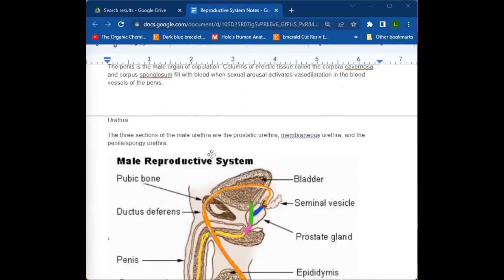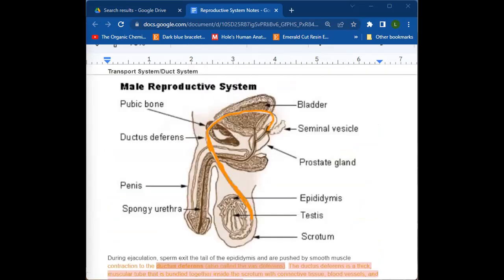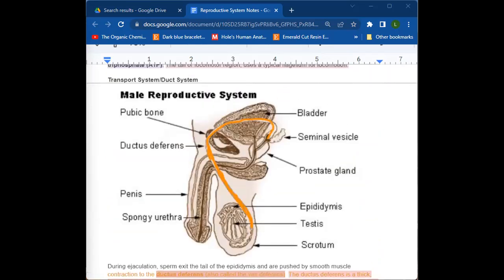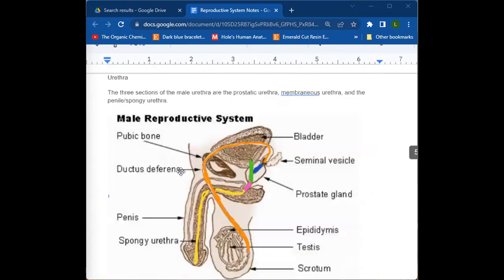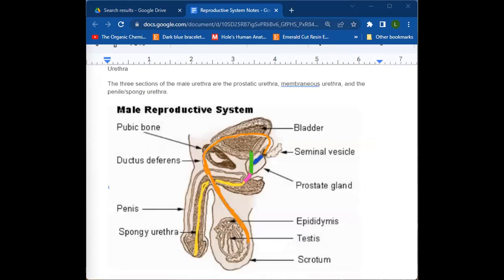Okay, so that's the flow of sperm. We need to know that it starts in the testes, then they move to the epididymis, and then they just stay in the epididymis. And then they go through the vas deferens, then the ejaculatory duct, and then the urethra. So it's really important to know the order and the flow of the sperm.